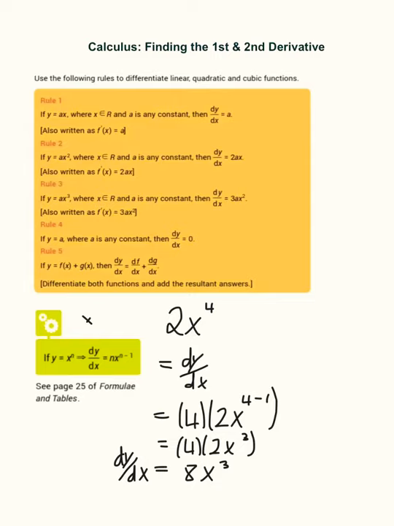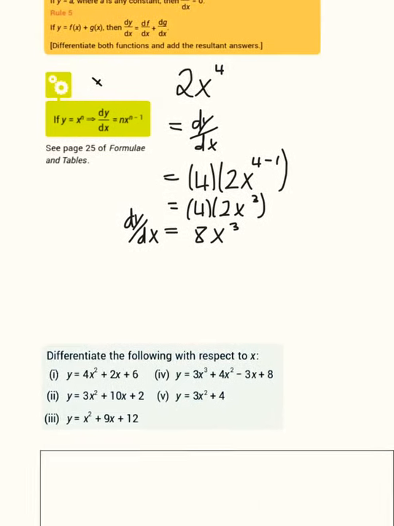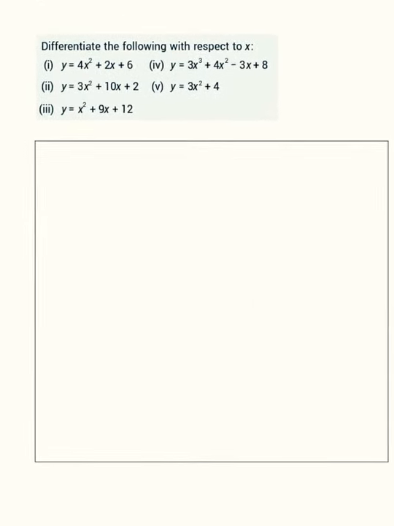Okay, so let's practice a little bit more. We have some questions here now. It says differentiate the following with respect to x. So we're given the function y equals 4x squared plus 2x plus 6. We're asked to differentiate this, so we must differentiate each term individually. The first term I'm going to differentiate is 4x squared.